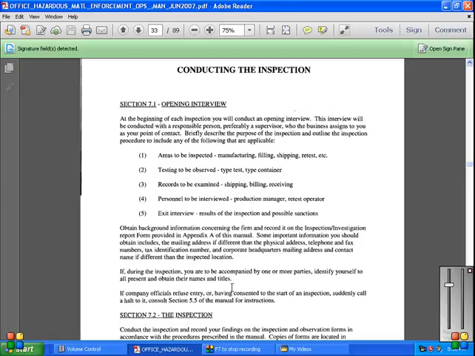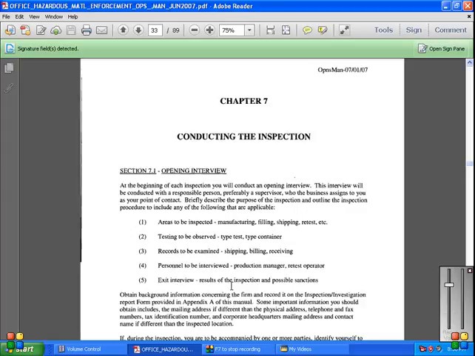Chapter 7. Conducting the inspection. Section 7.1. Opening the interview. At the beginning of the inspection, you will conduct an opening interview. The interview will be conducted with a responsible person, preferably a supervisor whom the business assigned as your point of contact. Briefly describe the purpose of the inspection.